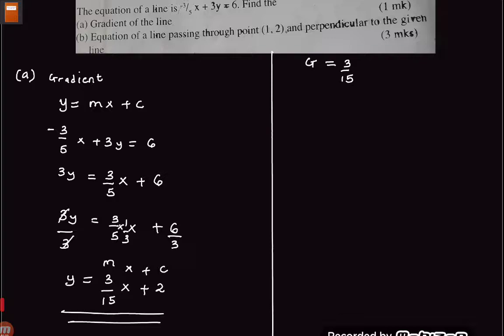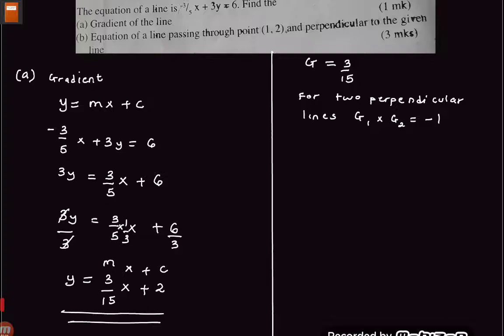If a line is perpendicular to the given line, for any two perpendicular lines, the product of their gradients is equal to negative 1. So we're going to say for two perpendicular lines, the product of their gradients must be equal to negative 1. But we know only one gradient.